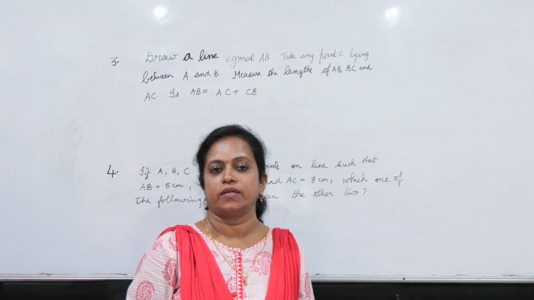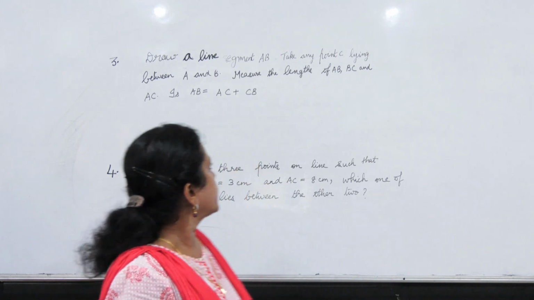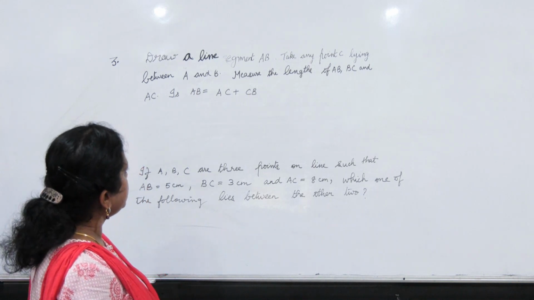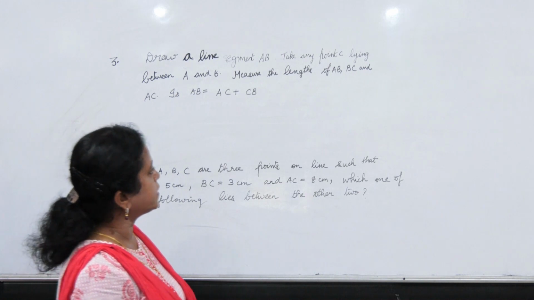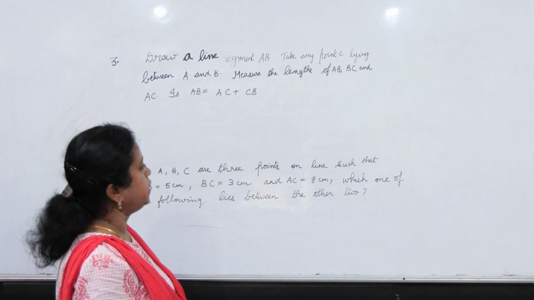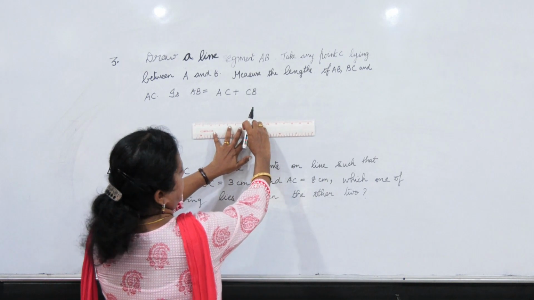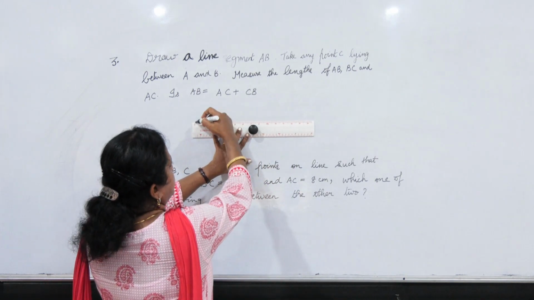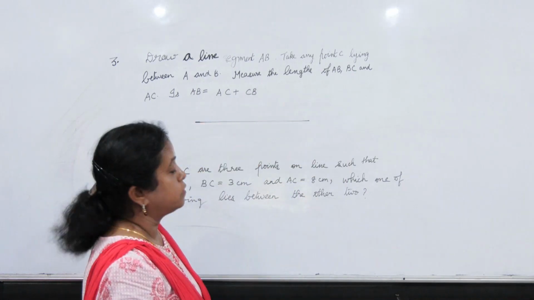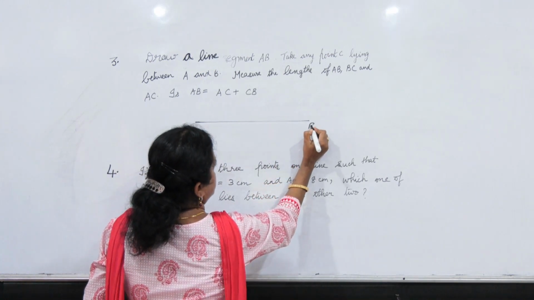Now let us start with the third question of exercise 5.1, which you can see on your screen. Draw a line segment AB. Take any point C lying between A and B. Measure the lengths of AB, BC and AC. And the question is, is AB equal to AC plus CB? So we'll do the first part, that is draw a line segment. No measurement is given, so we will just draw a line segment and give it the name that is given in the question. Name of the line segment is AB. So I have written AB.